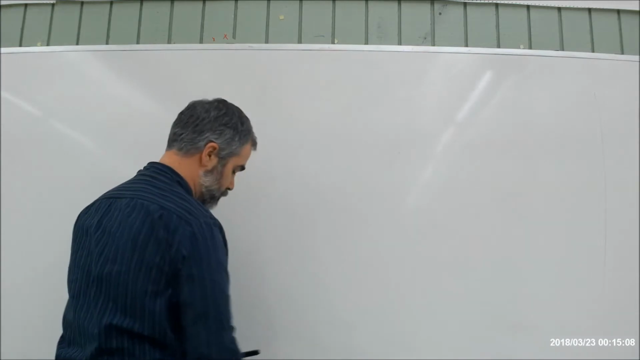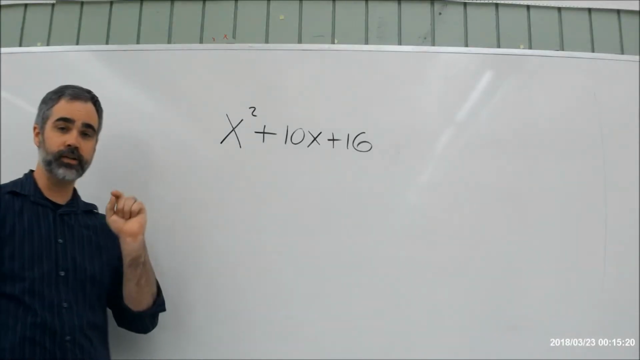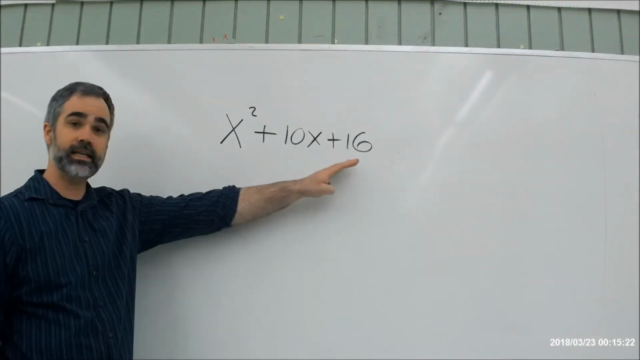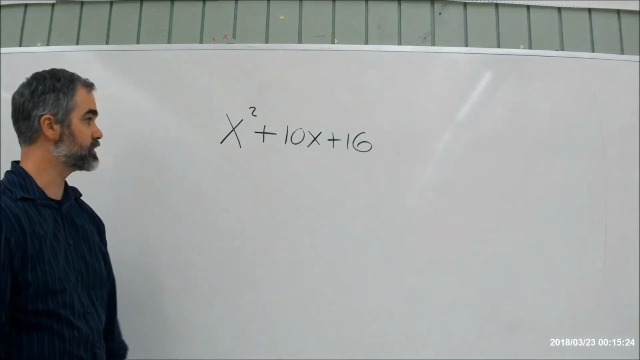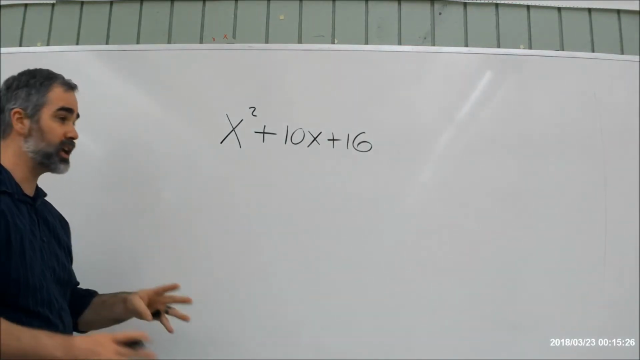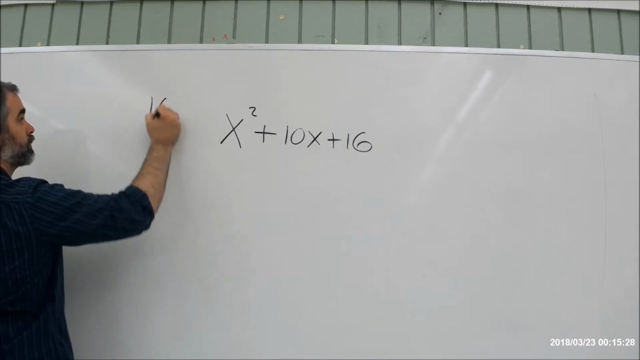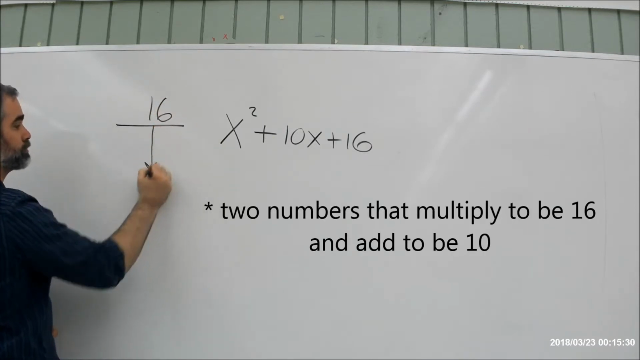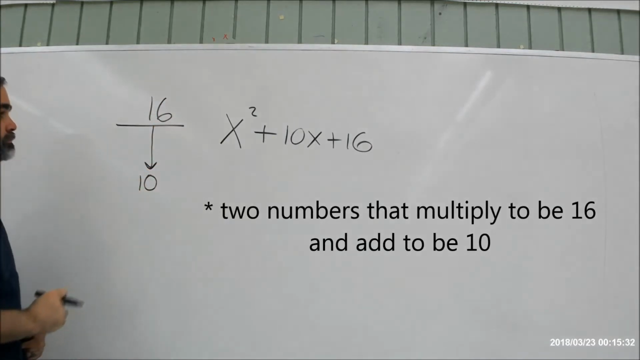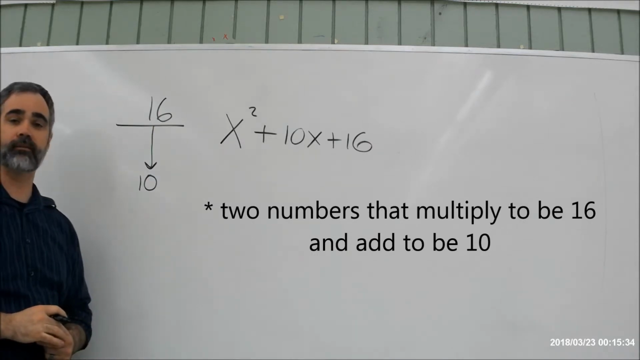So let's try an example. We want to find two numbers that multiply to be 16 and add to be 10. Let's see if we can figure that out. When I do these problems, I like to even make a little chart over here. I have 16, and they add to be 10. All right, let's see what you got here.